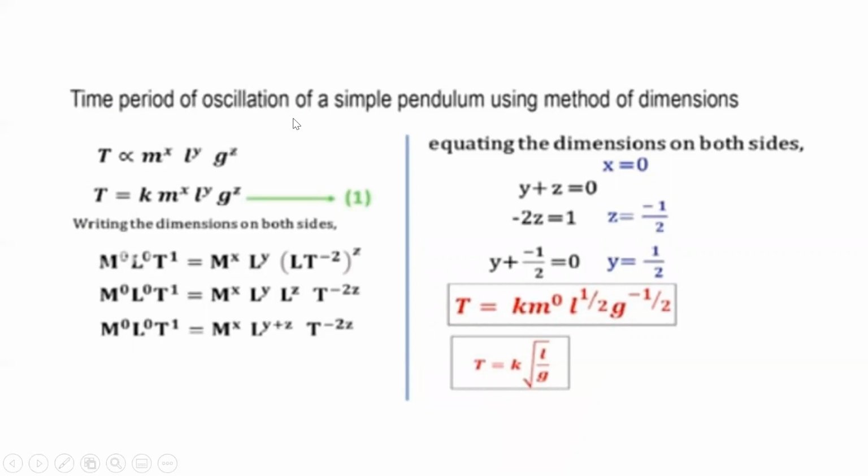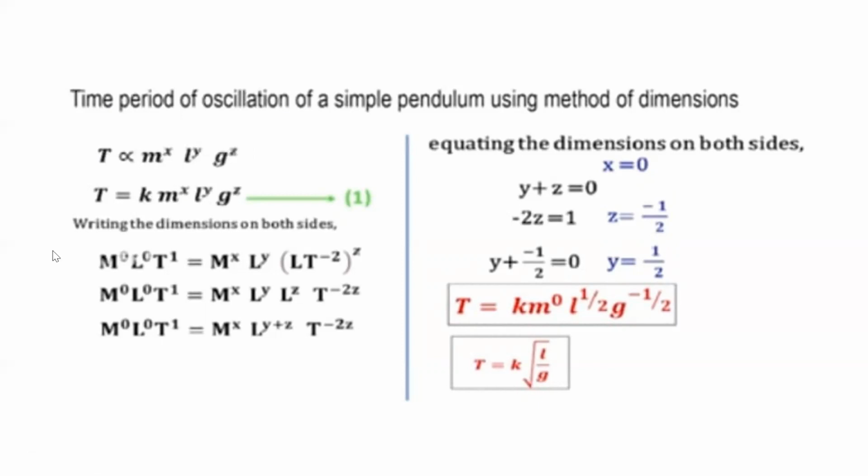So here they must have given in the question itself that time period may depend upon the mass of the pendulum, length of the pendulum, and acceleration due to gravity. So we can write T is proportional to m raised to x, L raised to y, g raised to z. x, y, z are unknown quantities which we have to find out using dimensional analysis. Or you can write T is equal to a constant k, m raised to x, L raised to y, g raised to z. This is one equation.